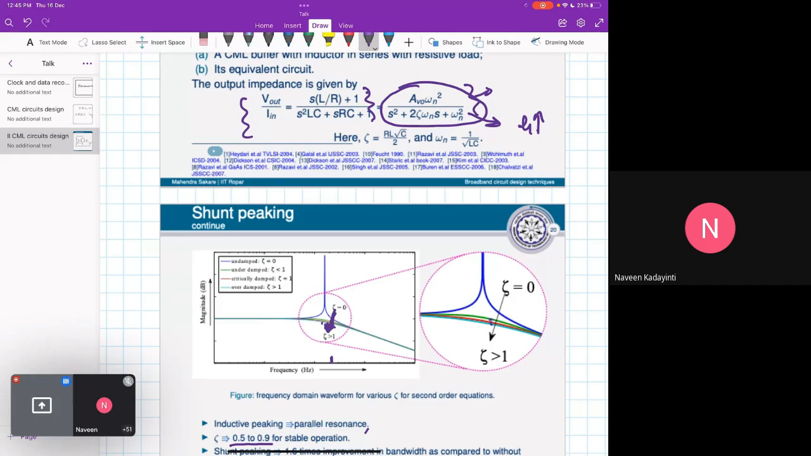So you can control this zeta for different numbers. Generally the best value is 0.707, but it is not always necessary to keep it at that value. It can be between 0.4 and 0.8. By varying this, you can actually get this peaking.